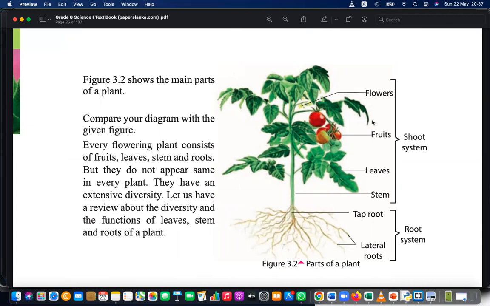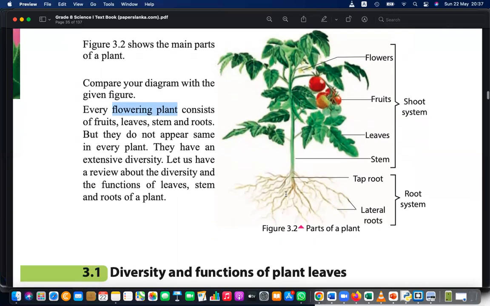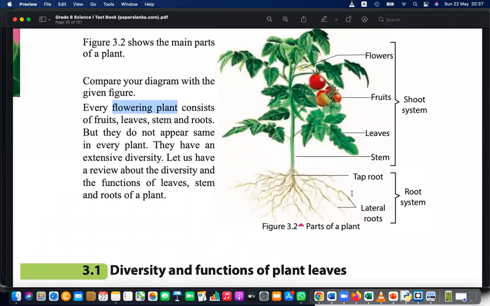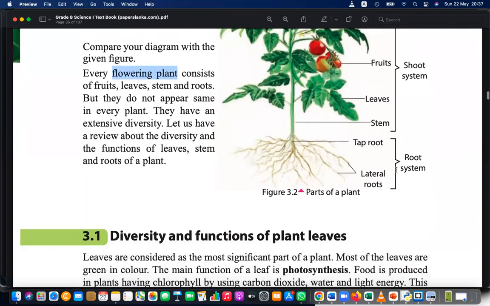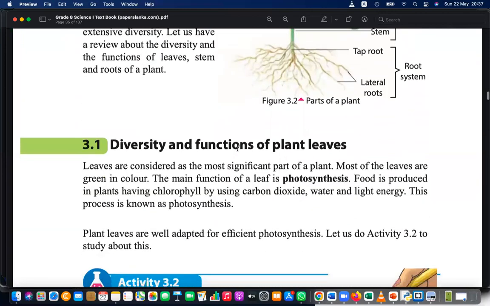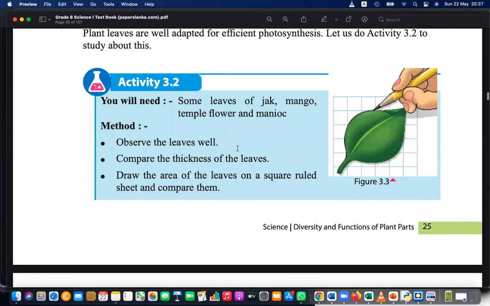Flowers and fruits are there only for the flowering plants. Some plants are not flowering. In flowering plants we can observe flowers and fruits, but for non-flowering plants we will not be able to observe them in the shoot system. But the leaves and stem will be there. And then the taproot and lateral roots in the root system. So we have to discuss that today.